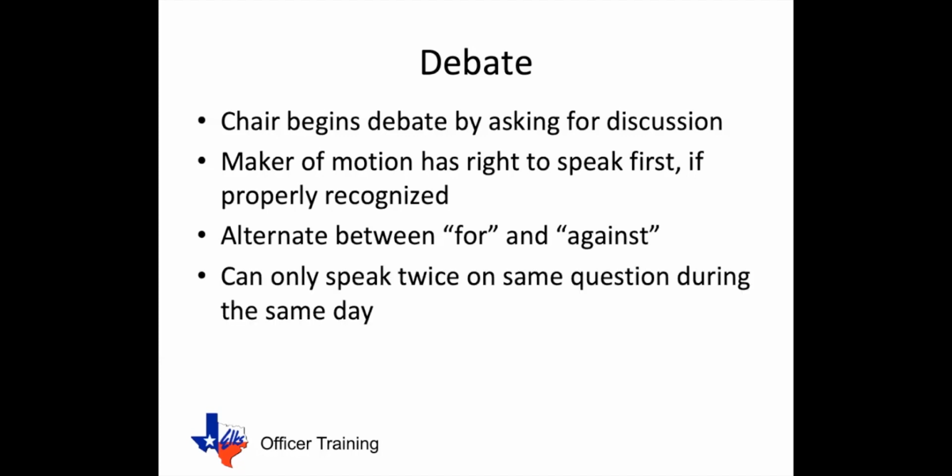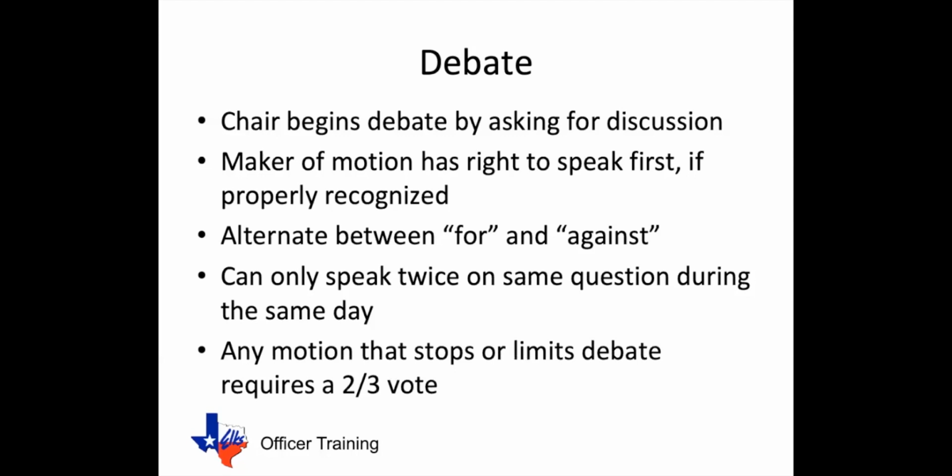A member can only speak twice on the same question during the same day. Now think about it. I've been in many lodge meetings where somebody wants to speak 3, 4, 5 times. According to Robert's Rules of Order, they can only speak 2 times on the same question. If they stand up and want to speak a 3rd time, you have the right, which we'll talk about later, to stand up and say, point of order.